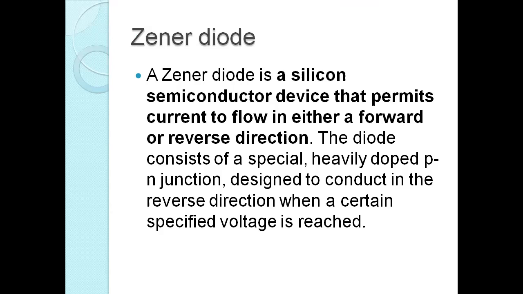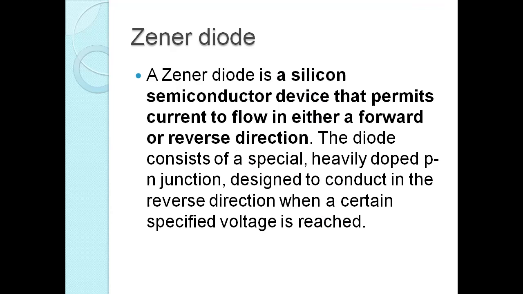To avoid those disadvantages in reverse conditions of a PN junction diode, a new diode has been developed by a scientist called Zener, which is known as the Zener diode, which can work perfectly in reverse conditions at high reverse voltages also. Hence, a Zener diode is a silicon semiconductor device that permits current to flow either in a forward direction or in a reverse direction. This diode consists of a special heavily doped PN junction designed to conduct in the reverse direction when a certain specified voltage is reached.